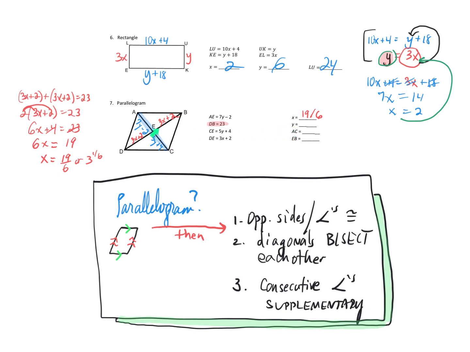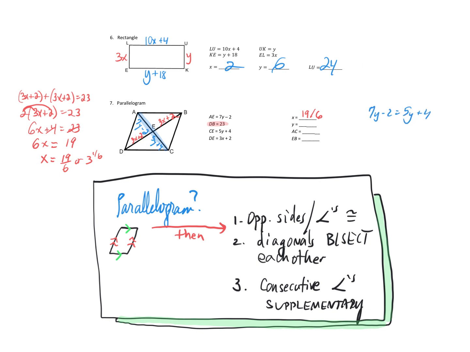What about y? So look at the blue pieces. In this parallelogram, diagonals bisect each other. So that means the given 7y minus 2 must equal the given 5y plus 4. We'll subtract 5y from the right, and we'll subtract 5y from the left. We will add 2 to this side, and we'll add 2 to that side. Then we'll divide both sides by 2, and we have y is equal to 3.